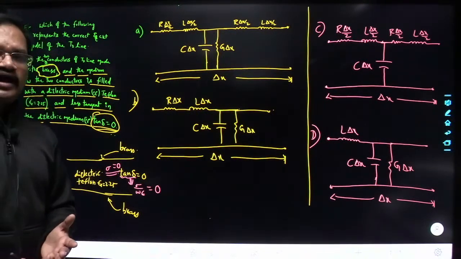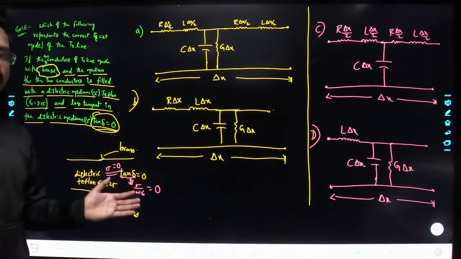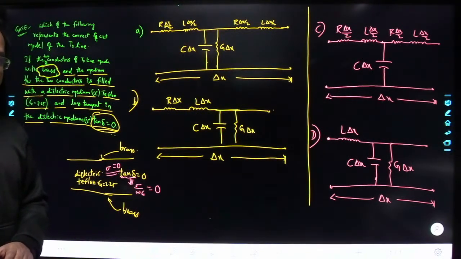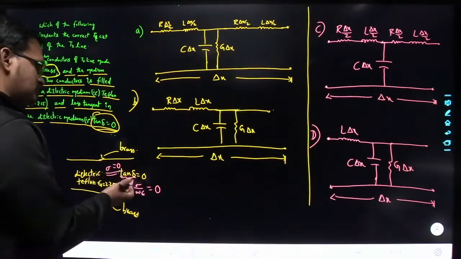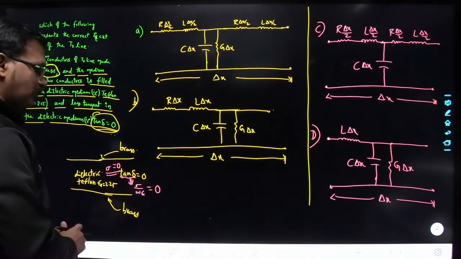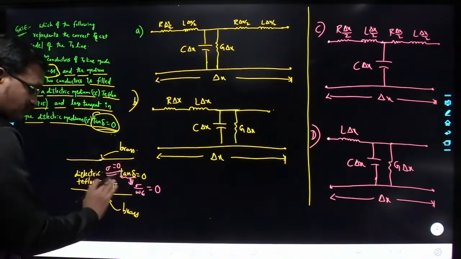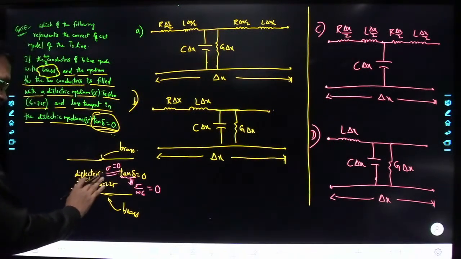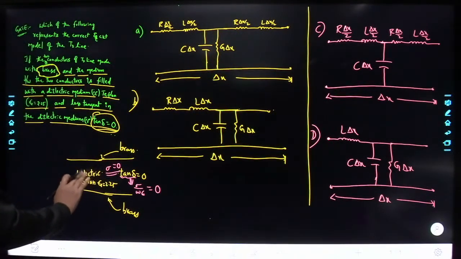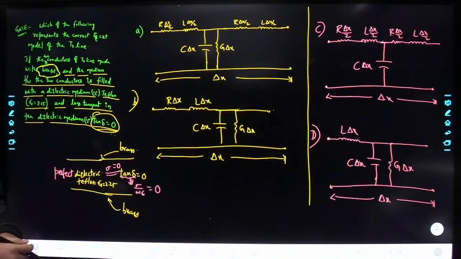So instead of giving directly the conductivity of the medium equal to zero, he has given indirectly tan delta equal to zero. Understood? We know tan delta means loss tangent, which is nothing but sigma by omega epsilon. If it is equal to zero, the conductivity of this medium is equal to zero. So whatever medium is present, it is a perfect dielectric medium. They have given that it is a perfect dielectric medium.